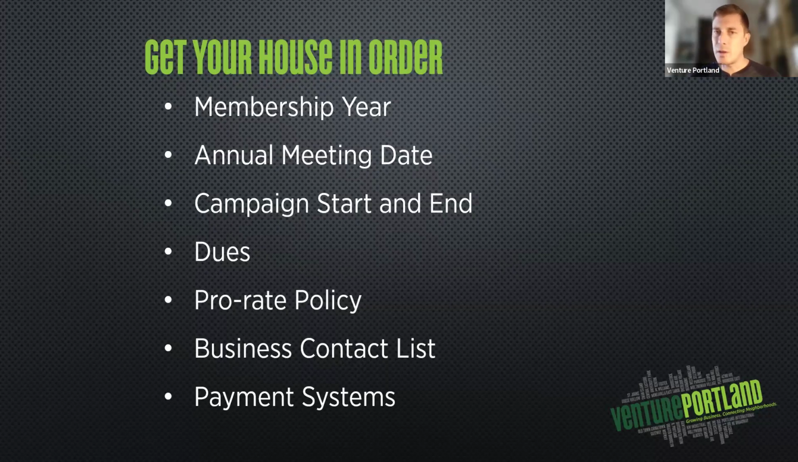Also, your dues, you want to have those figured out. What are the different levels of dues that you're going to be putting onto your materials? Maybe a prorate policy. What happens if somebody wants to sign up midway through the year? Do they pay the full amount? Do they pay a partial amount? What we typically do is say they have to pay a prorated amount, but they also have to pay for next year. That keeps people from joining midway through just for one benefit, and you're not able to get the full amount of those dues.